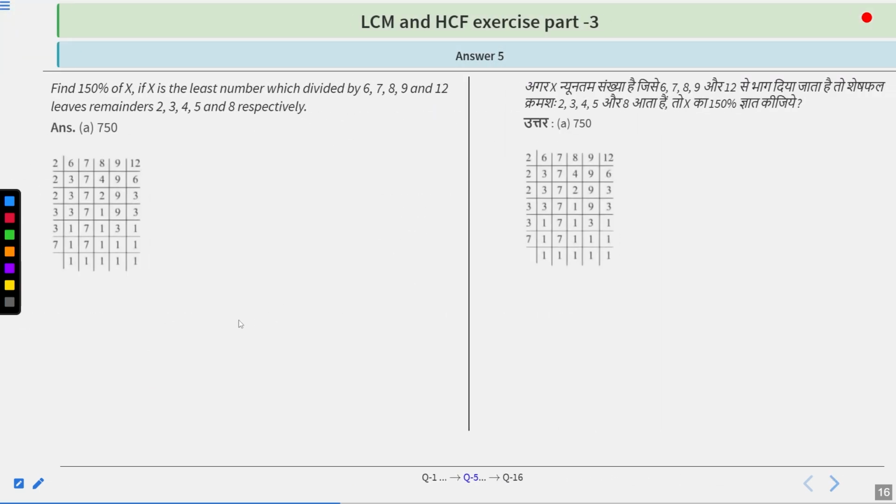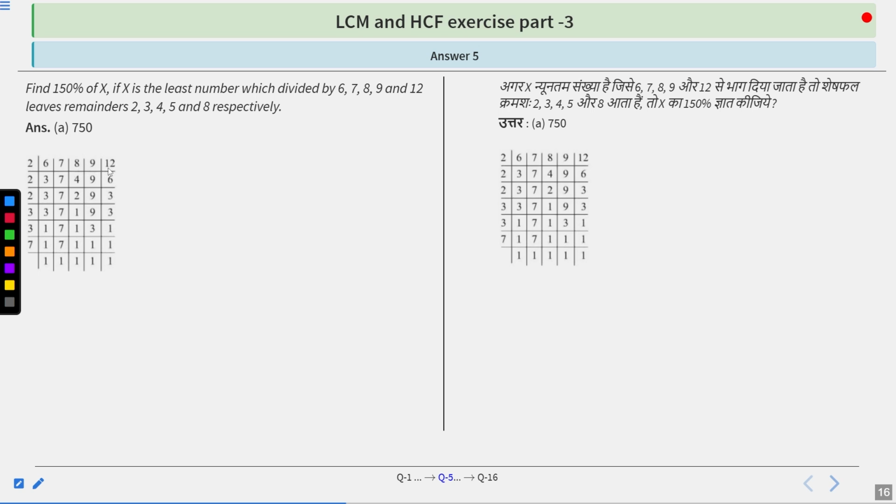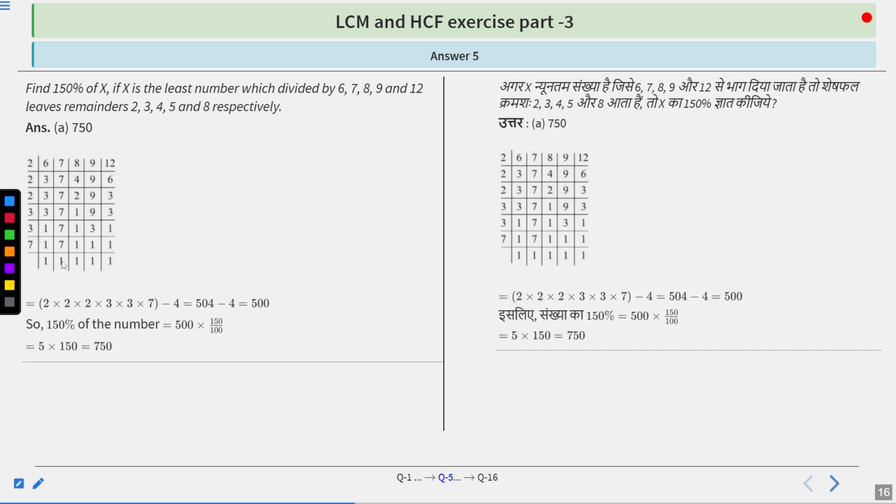So the LCM of 6, 7, 8, 9, 12 by using the common division method is going to be 504, because we keep on dividing from the smallest number to the larger number until we get 1, 1, 1 in the end. So LCM minus remainder, 504 minus 4, equals 500. But we do not have to find the number, we have to find 150% of the number. So 150% of the number is going to be 500 into 150 upon 100, that is equal to 750. So option A is the correct answer.